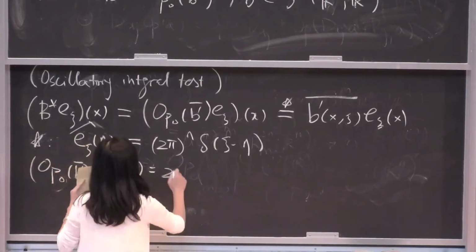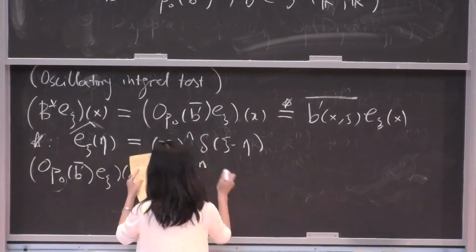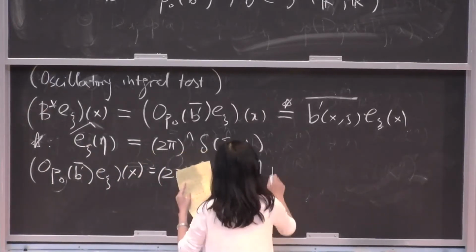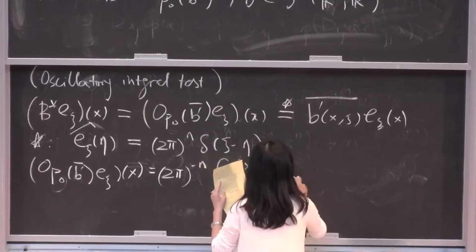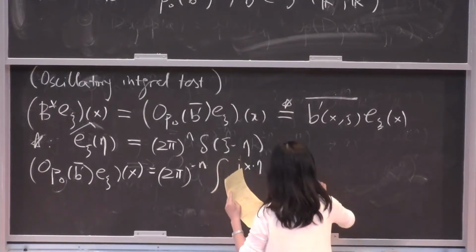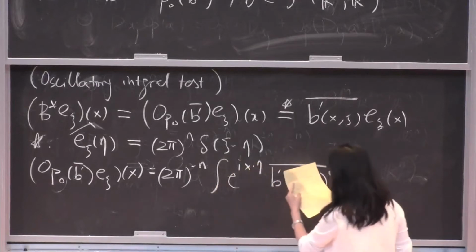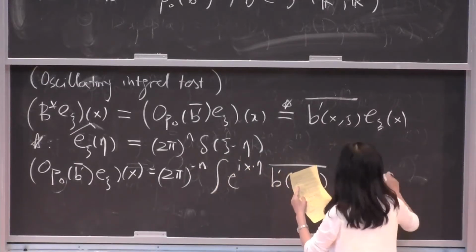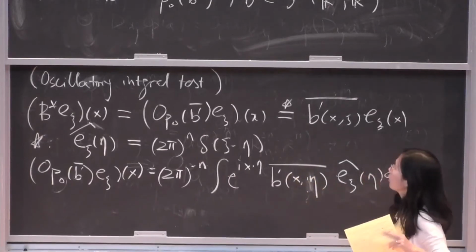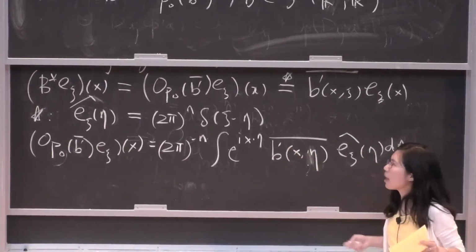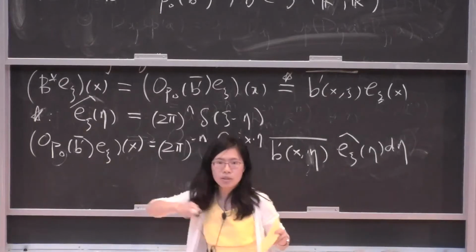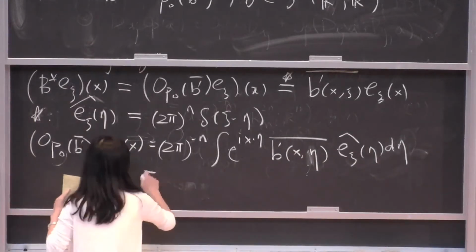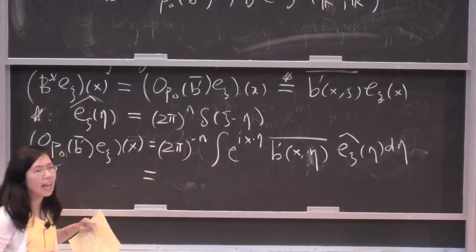So this is going to be equal to (2 pi)^(-n) times the integral of e^(i x·eta) b prime(x, eta bar) times the Fourier transform of e_psi(eta) d eta. Okay, so again, this step is doing nothing. I'm just writing out the quantization. And the next step is easy. I'll just put in the definition of the e hat.